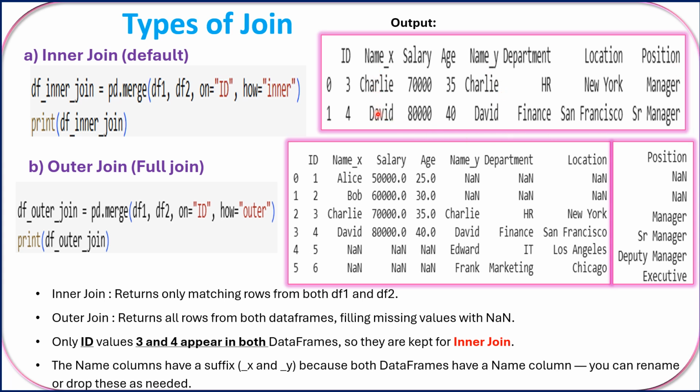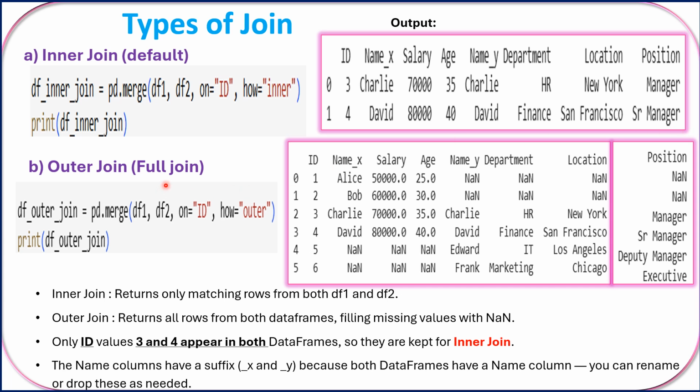So name X represents Charlie and David. The same Charlie and David is available in name Y because these two are common in the two data frames, as well as the ID, and the corresponding details for salary, age, location, department, position from the two data frames are displayed here, because this inner join will showcase only the common details.